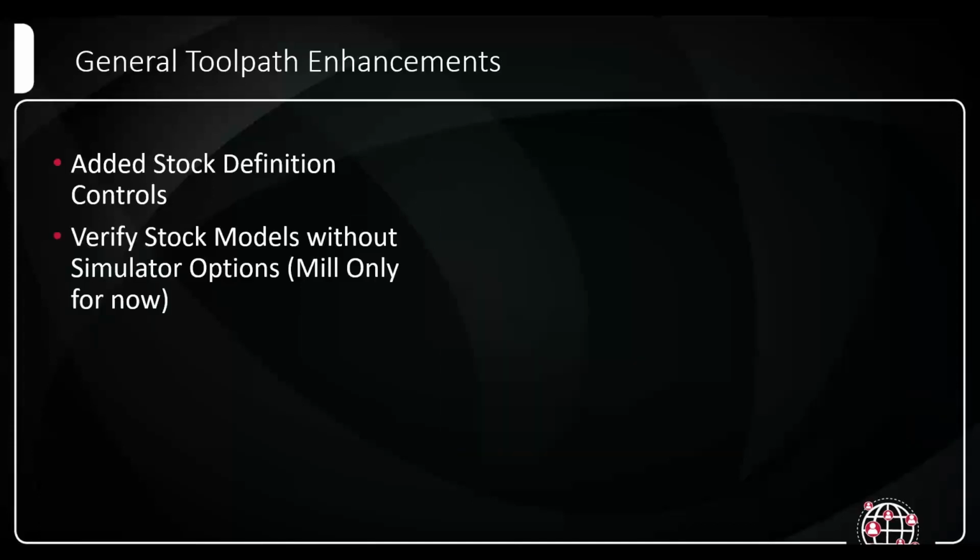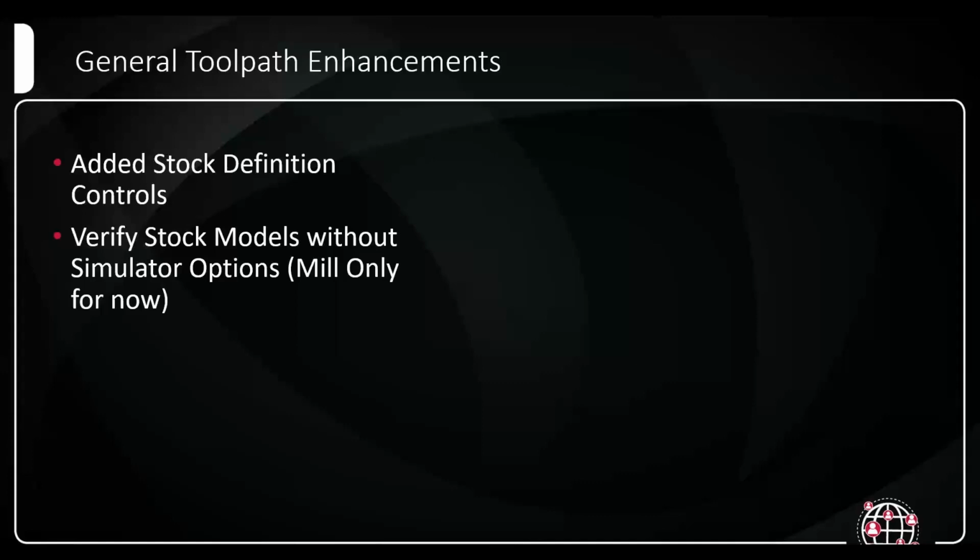Now, this one is probably one of the features I'm most excited for. For those of you guys who are unfamiliar with how a stock model works, a stock model is an operation that acts as a checkpoint to tell Mastercam this is what my stock should look like at this point. So I don't have to verify ops 1 through 10. I could just jump right to op 12 per se.